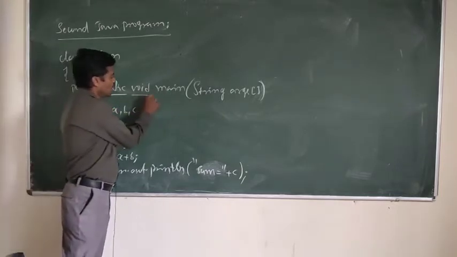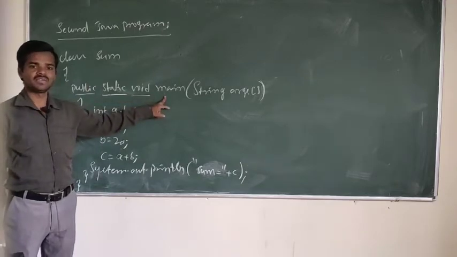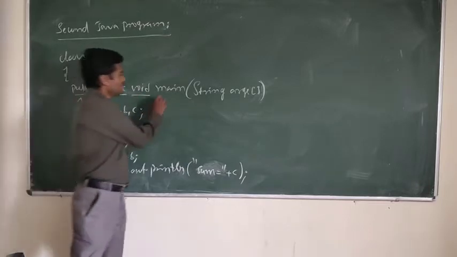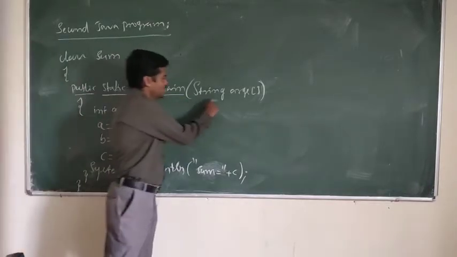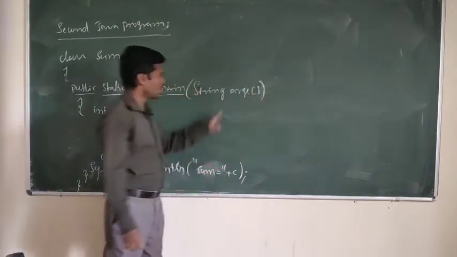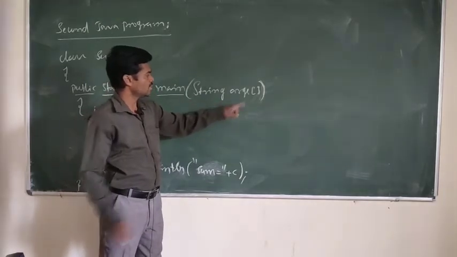Then void is a return type. The main method does not return any value, that is void. Then main is the method name. Then this main method has arguments. How many arguments does it have? One, that is args. Args is short for arguments, that is the array name.